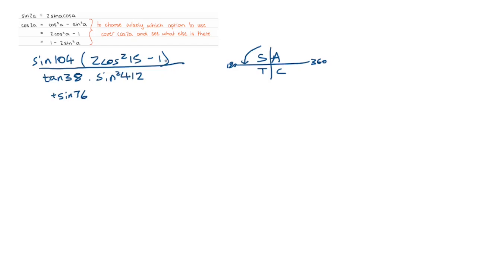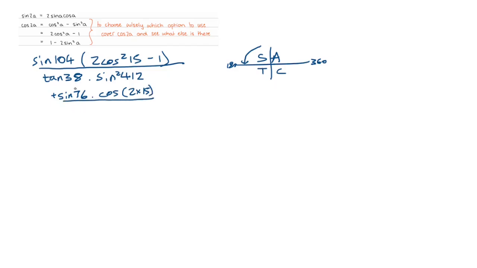This, my brain immediately starts buzzing because it's one of the cos double angle identities. So the answer will just be double this angle. So it will be cos of double that angle, which is cos 30.